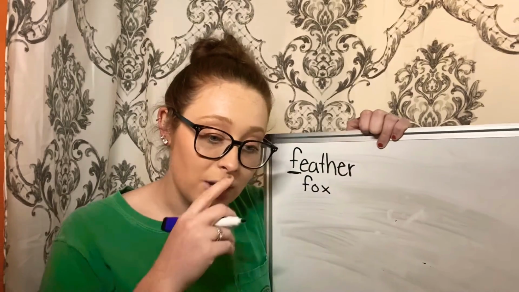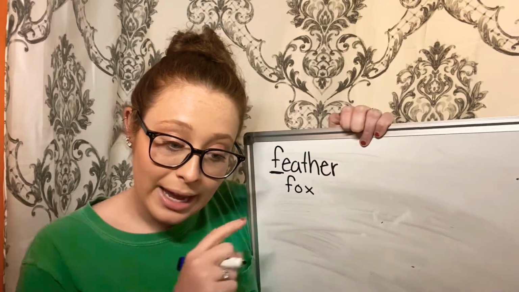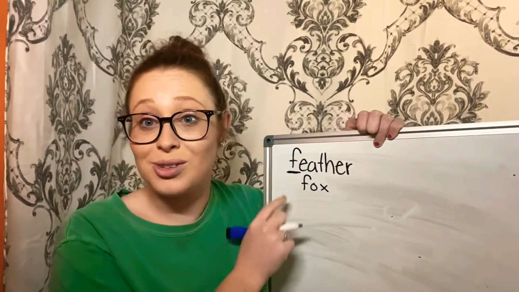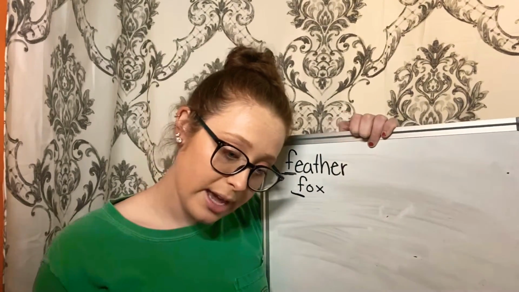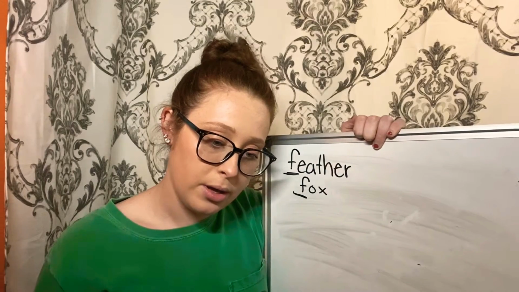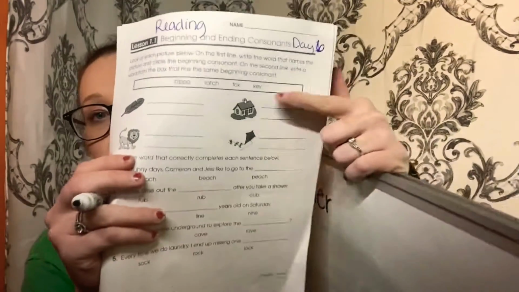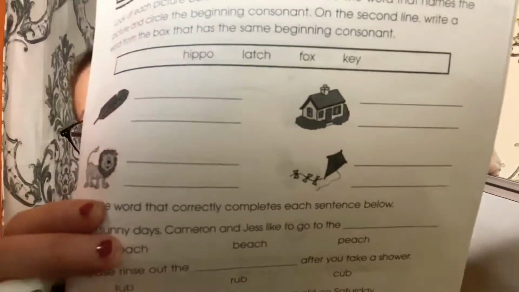Now, it says on the second line, write that word for the same. So that is the same. Are these two the same? Yes. The F and the F. Okay. Now, the next picture. So go over. What is that picture of?